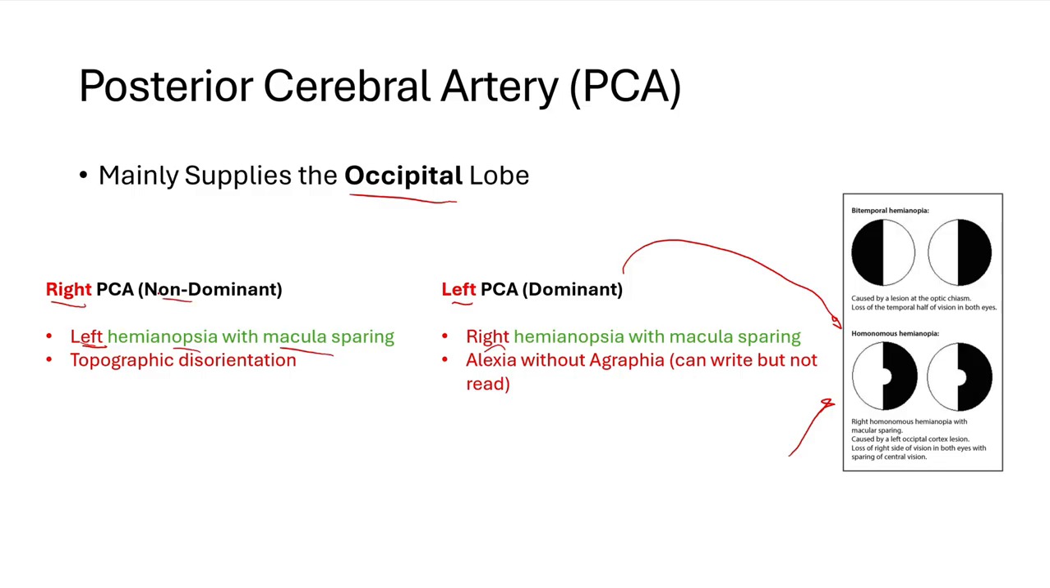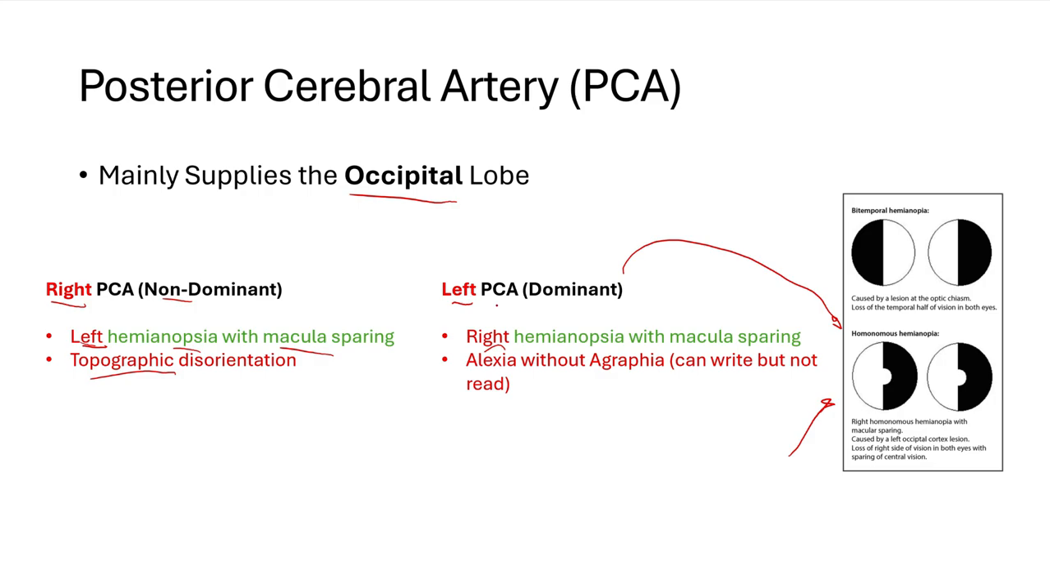With the non-dominant stroke, you have something known as topographic disorientation. This is the inability to navigate or orient oneself in familiar or unfamiliar environments, even when vision and memory are otherwise intact. This is seen in a non-dominant stroke.